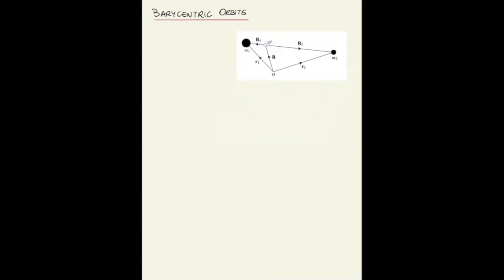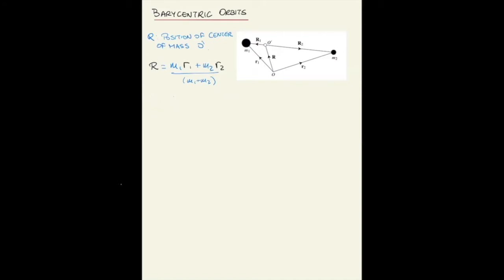The central mass of masses M1 and M2. Drawing here are the position vectors of the different masses. So R, big R, is the position vector of the central mass O prime. And the position of the central mass is defined by the equation M1R1 plus M2R2 over the sum of the masses. Now, the masses and the central mass lie on a straight line.